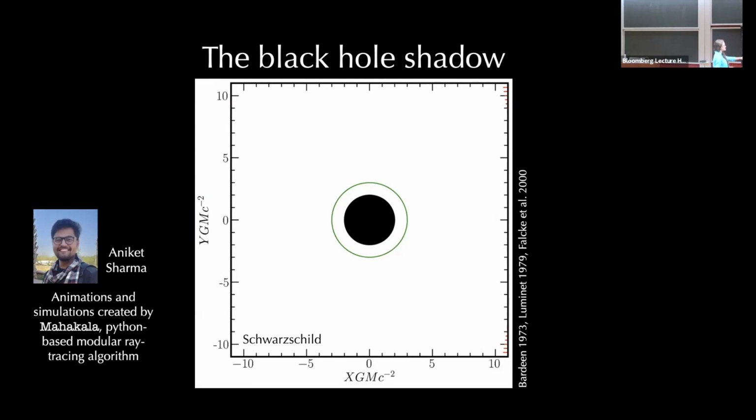And so what I mean by that is in this diagram, the shaded disk here, this is the event horizon, green circle is the photon orbit.